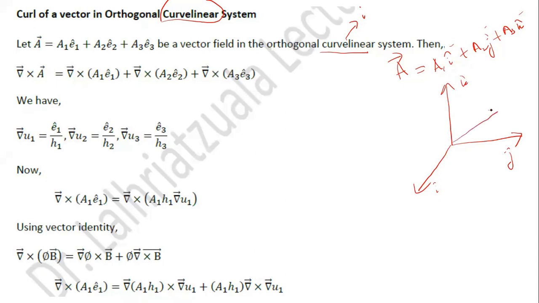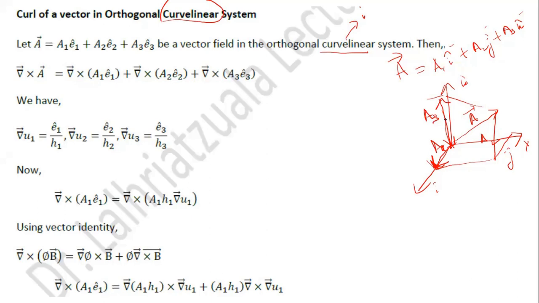Suppose you have a random vector A here. The component of the vector A on the x axis is called A1, the component of the vector A on your j cap axis or y axis is your A2, and the component of this vector A on your z axis is called A3, right? So likewise, in curvilinear coordinate system also, you can write your vector field.